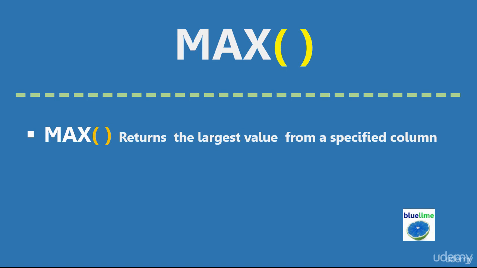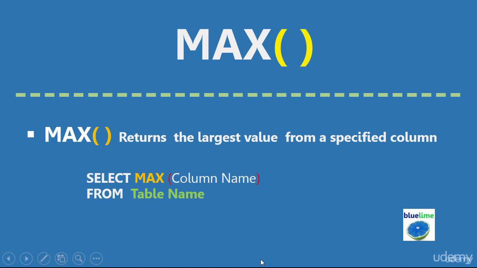The max aggregate function is used to return the largest value from a specified column. The way you would include the max aggregate function in a T-SQL query is by placing it after the select keyword, and then between the function parentheses you specify the column you want to perform the max aggregate function on, and then the from is where you define the table that contains the column.